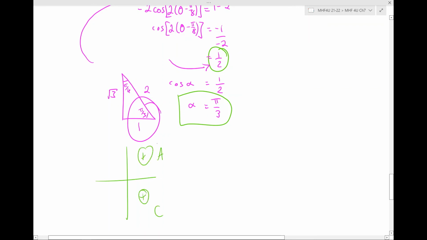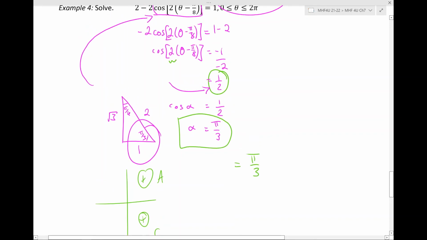4 and 1. If I'm working in quadrants 4 and 1, then theta 1, the first theta that I'm working with, will equal pi over 3. But how am I working with that theta? Well, I'm taking the entire piece from the inside. So that is 2 times theta 1 minus pi over 8.